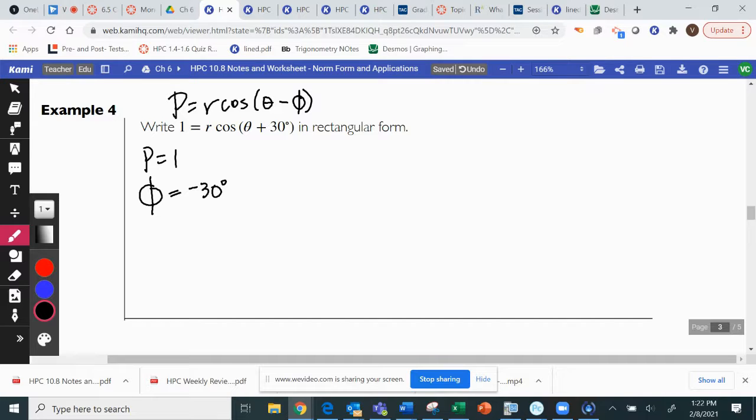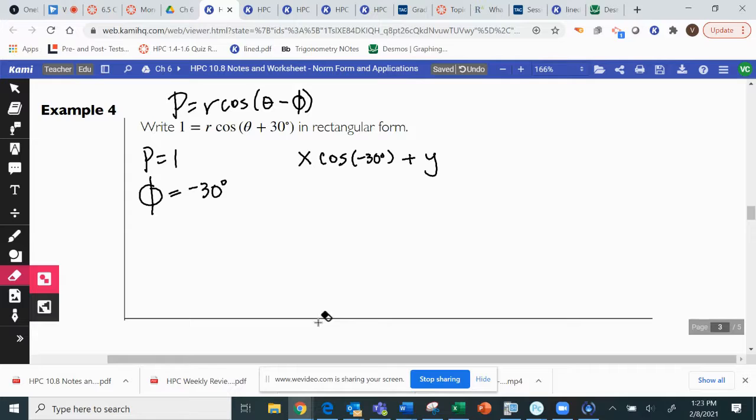So we will have x multiplied by cosine negative 30 plus y multiplied by sine negative 30.